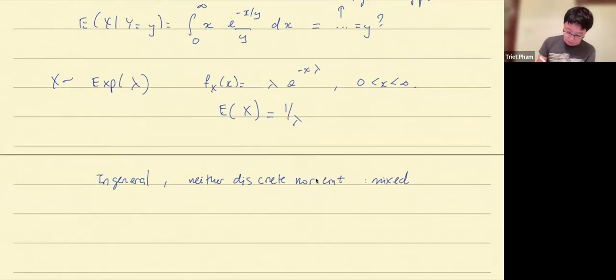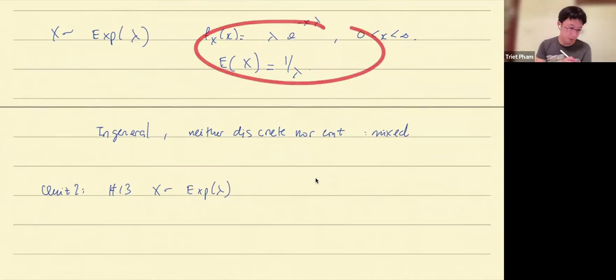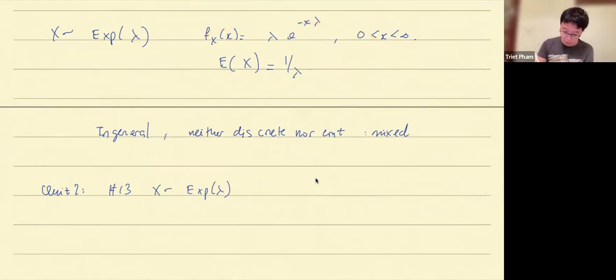Well, let's look at question number 13 in your textbook. So basically, they say let x be an exponential lambda random variable. Again, this one. Then they ask you to find the expectation of x conditioned on x bigger than 1.